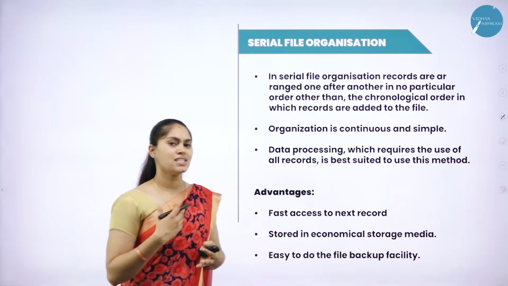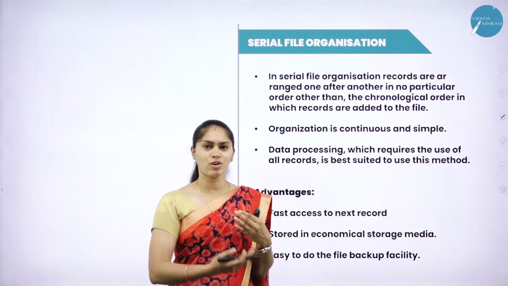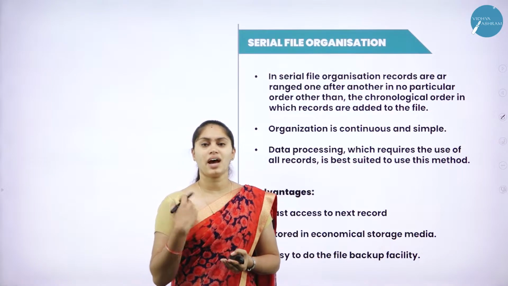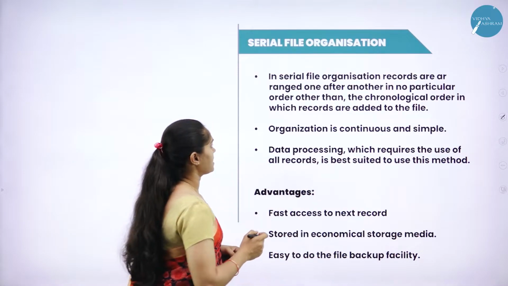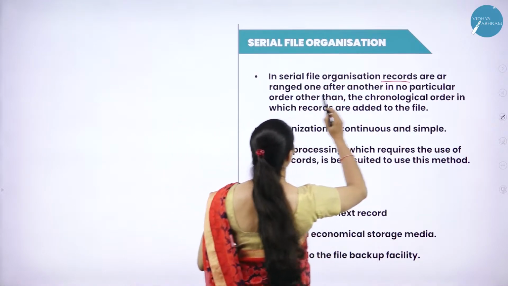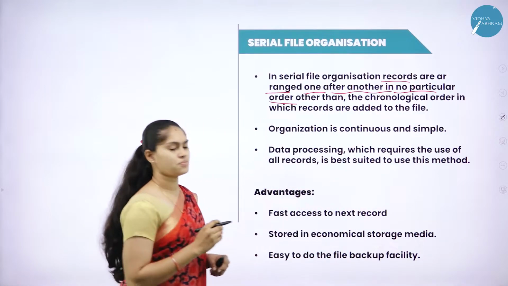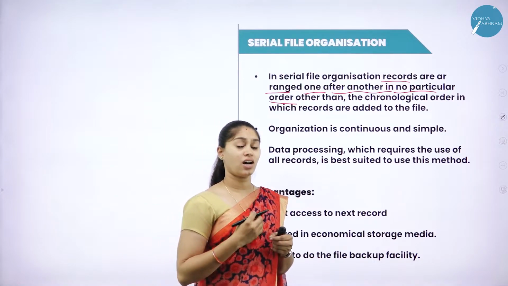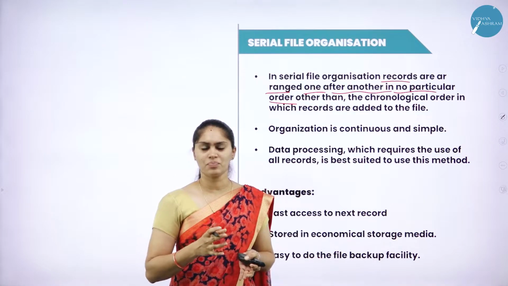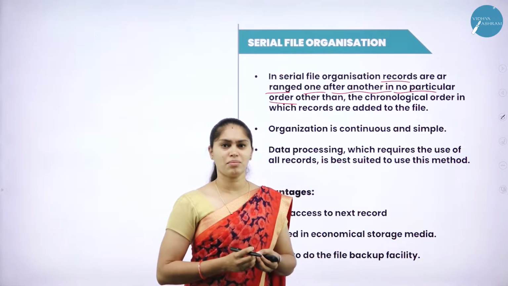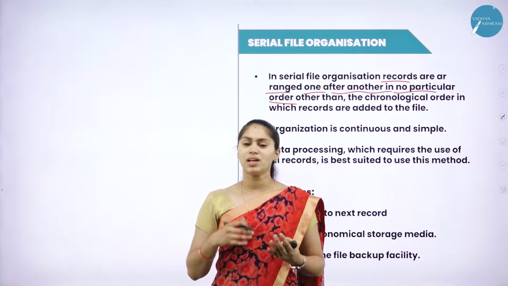As the name indicates, serial in the sense of sequential. It will be one by one. So we are going to access the file one by one, and the storage of that file is also going to be one by one. In serial file organization, records are arranged one after another in no particular order. So here we are arranging the records one after another without any order. For example, if transaction 1 comes first, then I will take that. If transaction 7 comes second, I will take that. That means there is no order.